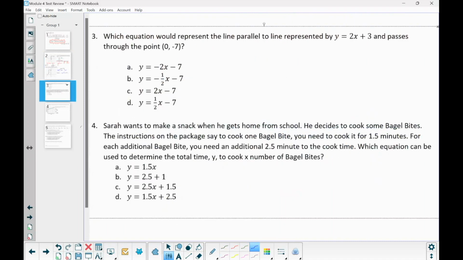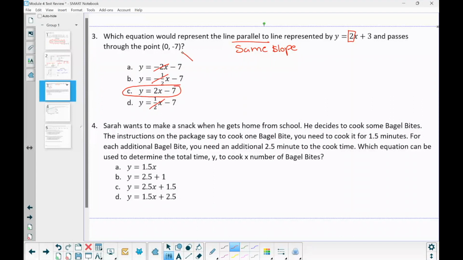Alright, number 3. It says which equation will represent the parallel line represented by y equals 2x plus 3 and passes through the point 0, -7. Alright, so parallel, I know they have the same slope. And my slope in this case is 2. Well, this one has -2, -1 over 2, -2, -1 over 2. So just by knowing that, I know it's this.